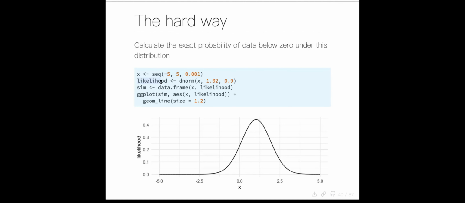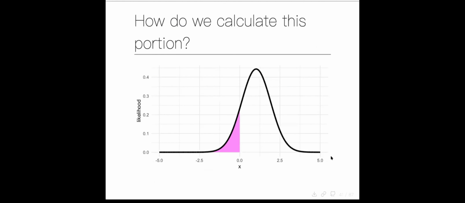Here I've just taken that likelihood and I've plotted it. Okay, so I put it in a data frame and I've said X, this thing, and then likelihood. Okay, so here's exactly our distribution. All right, and what we're trying to calculate is this proportion, right? This portion of the whole.